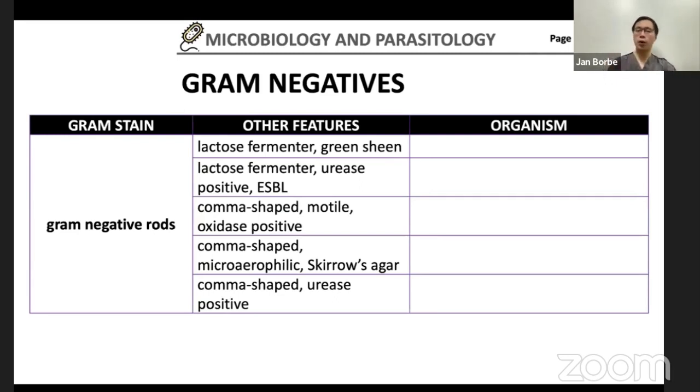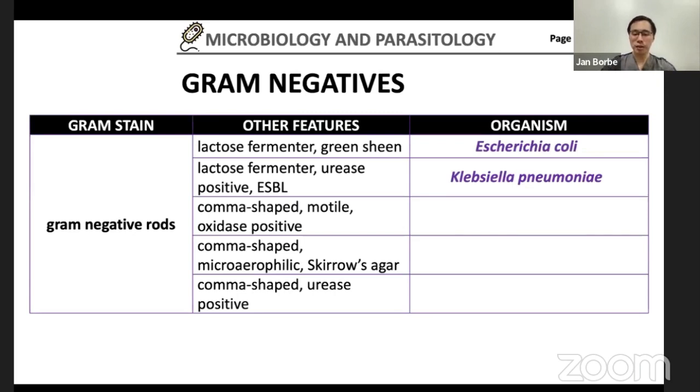Greenish metallic sheen, who is this? While we're going through the questions or the features, I want you to try to answer, even just to yourselves, to test yourselves as well. And when we're wrong, you will remember it more. Green metallic sheen, who is that? E. coli. Urease positive and commonly ESBL, that's your Klebsiella pneumoniae. The ESBL part doesn't mean all of them are ESBL, just that the majority are. They are notorious for being ESBL.